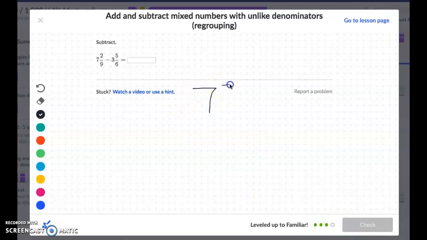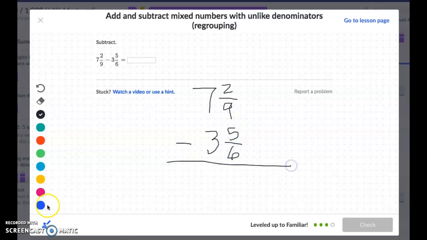7 and 2/9 take away 3 and 5/6. And then before we get started, I want you to look for a minute and think, what common denominator would you use? Okay, so definitely some different options here.